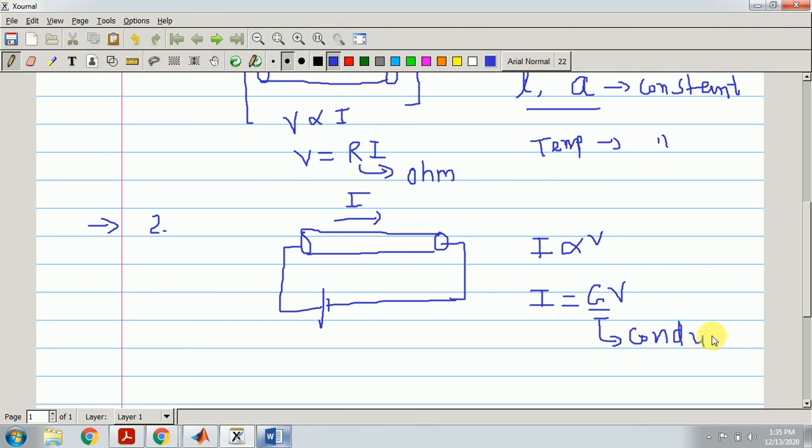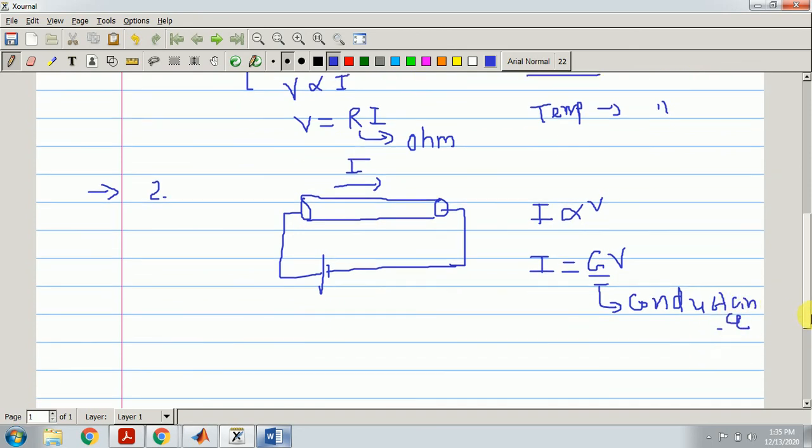If you relate conductance with resistance, there is a relation between resistance and conductance like this. R is inversely proportional to conductance. Thus we can say the unit of resistance is Ohm and the unit of conductance is Ohm's inverse, and sometimes it is known as a mho also, right? Fine.